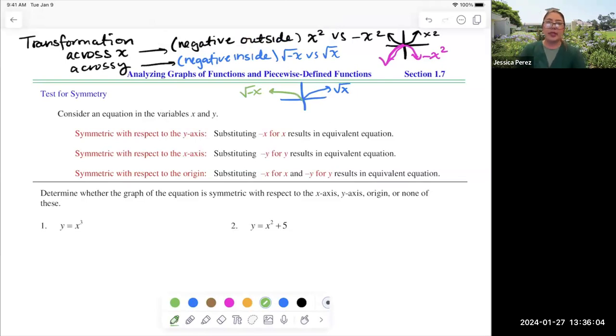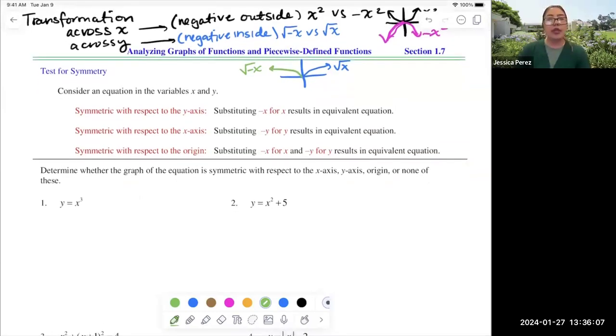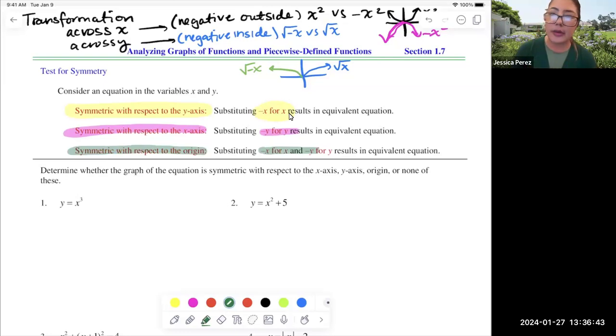That also touches on something that we're going to be learning today, which is called symmetry. When you are symmetric towards the y-axis, you're substituting negative x for x, and you still have the same equation. You're symmetric towards the x-axis when you change y for negative y, and you get the same equation. And lastly, you're symmetric towards the origin when you substitute both x and y for negative numbers, and you still get the equivalent equation.